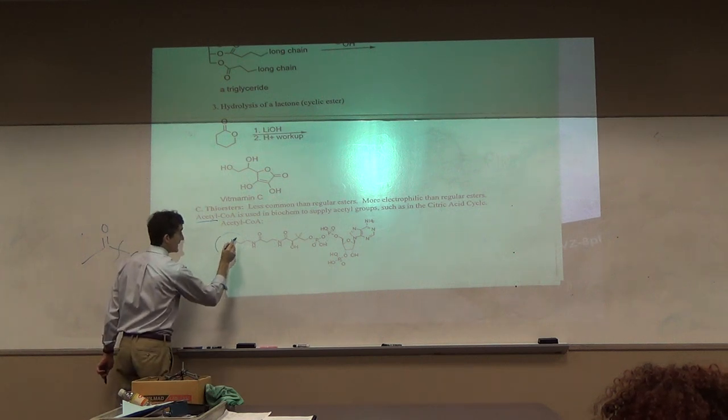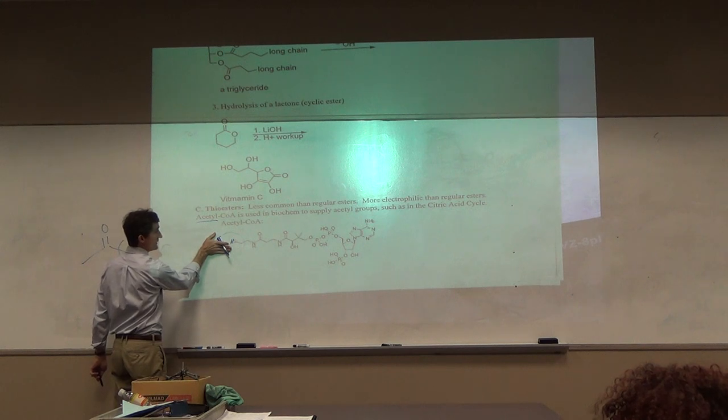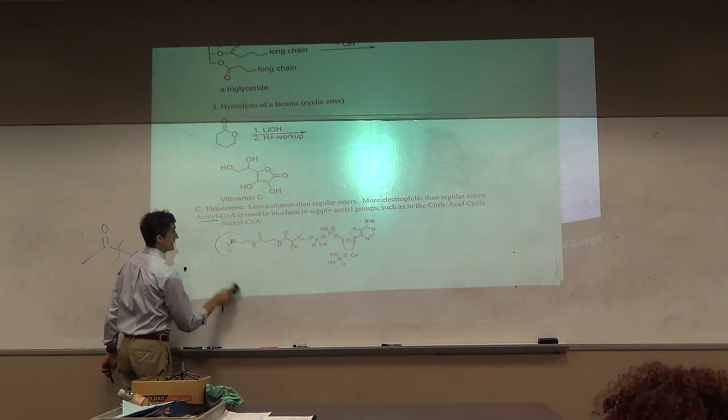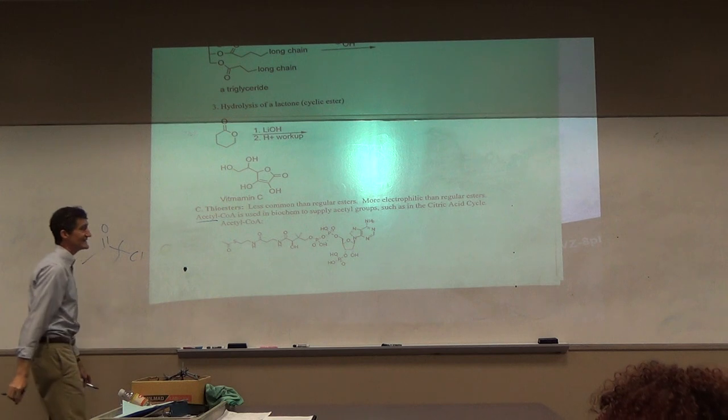Because if this was just SH, that would be just the enzyme CoA. But it's the acetyl CoA, or acetyl group. The sulfur is bonded to an acetyl group.